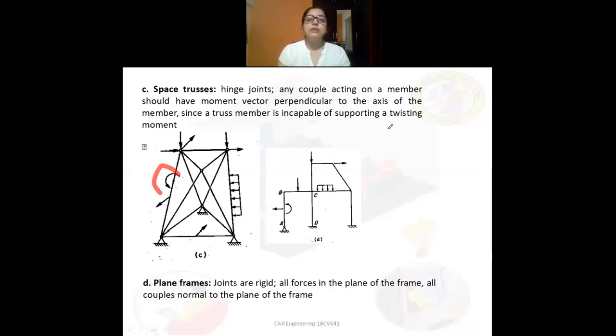Whereas plane frames, in figure D you can see, figure D is a plane frame. Joints are rigid. All joints, joint A, B, C, D, all these joints are rigid. All forces are in the plane of the frame, all the loads are acting in the plane of the frame, and all couples are normal to the plane of the frame. It is perpendicular to the plane of the frame. Okay, so that is the case for plane frames.